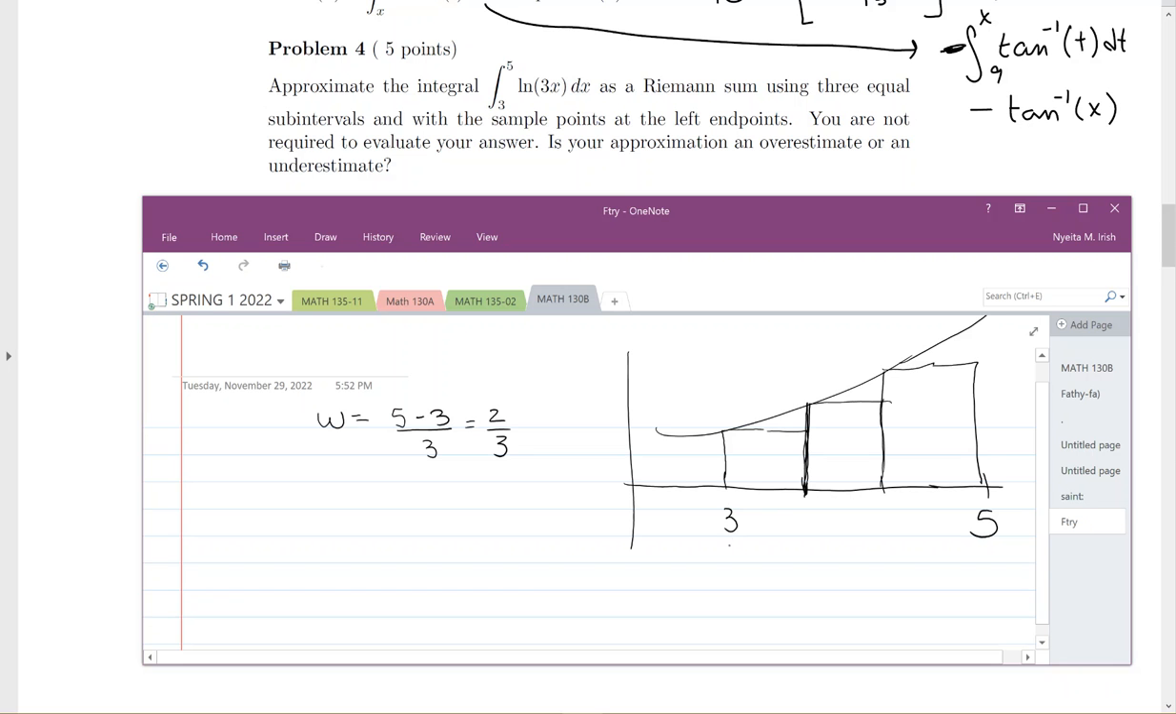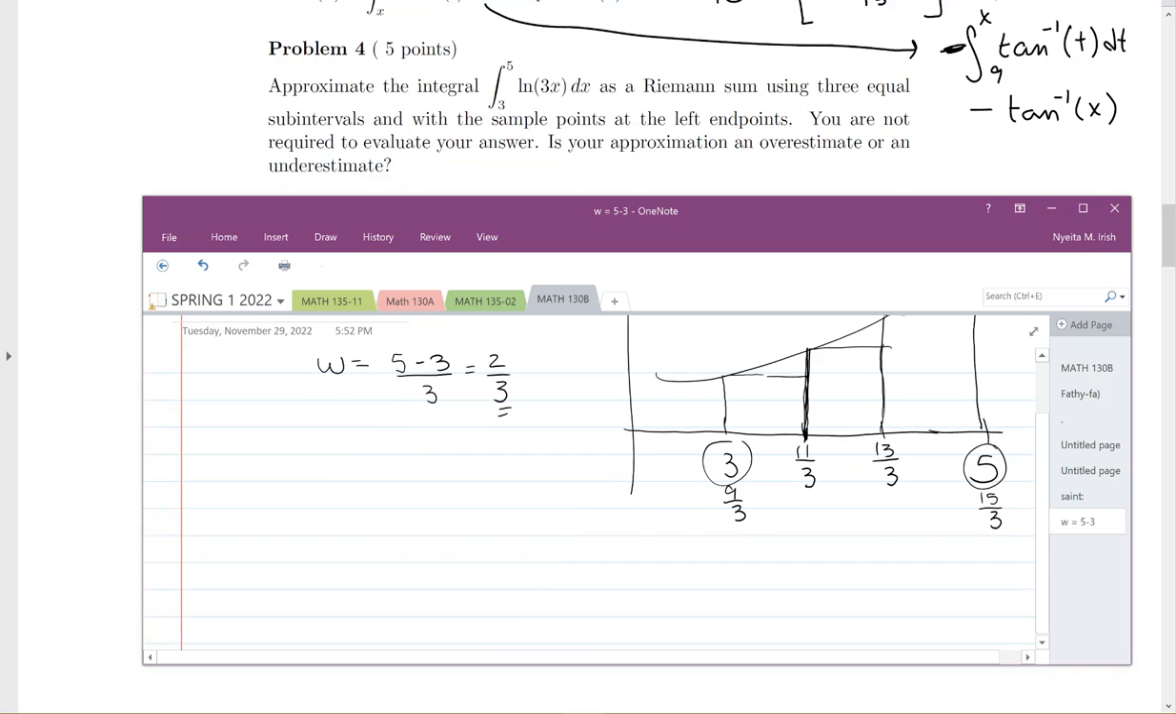So get everything in terms of a common denominator. 9/3 is 3. Add 2/3 to 9/3, that takes you to 11/3. Add another 2/3, so I'm just measuring off my width. That's 13/3. And then add another 2/3, that takes me to 15/3, which is 5. So you end where you're supposed to end.